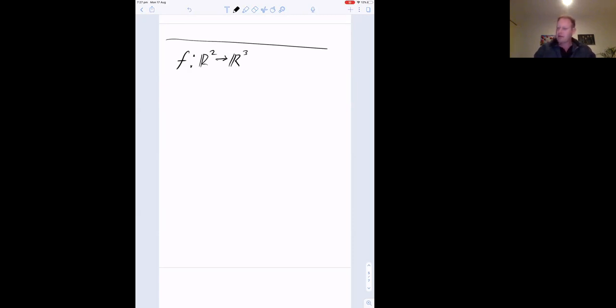Okay, so we have a function from R2 to R3. Just to be clear, this is a function that takes points in the plane, this is like the plane, and puts them in space.